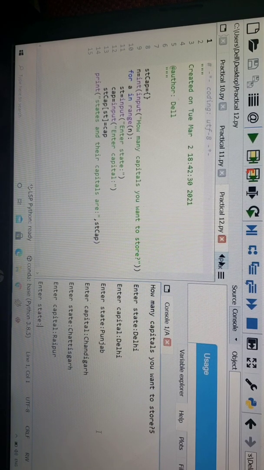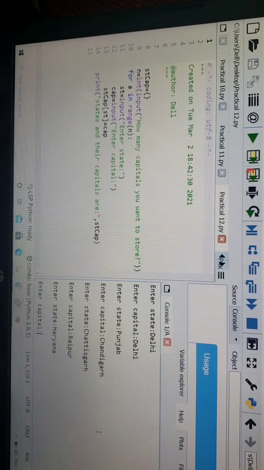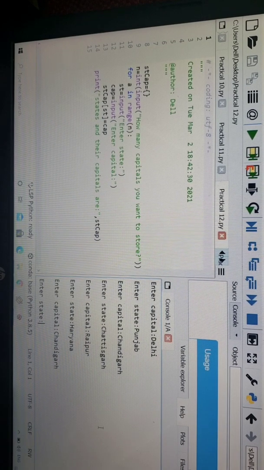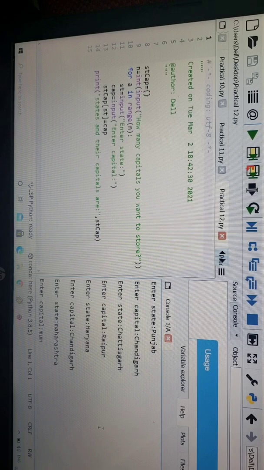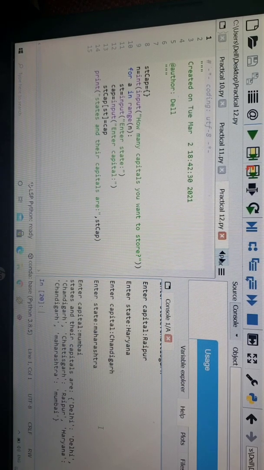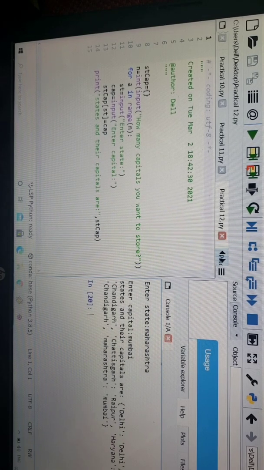Then you can have Haryana. Again, its capital is Chandigarh. Now last, Maharashtra, that is Mumbai. See, this is how you can create a dictionary. Here you are getting all the states along with their capitals. So this is a very easy peasy program.